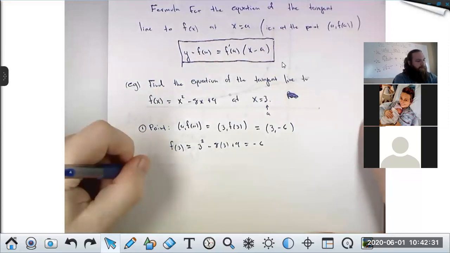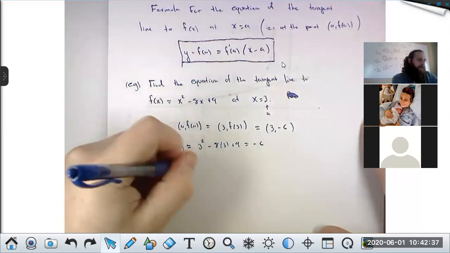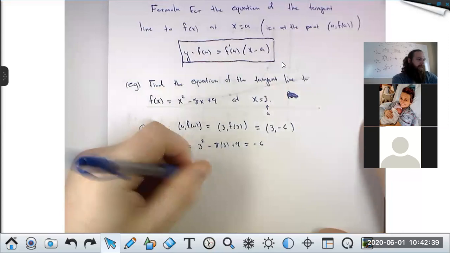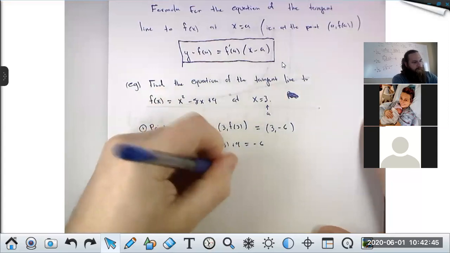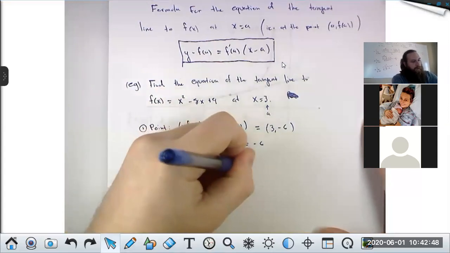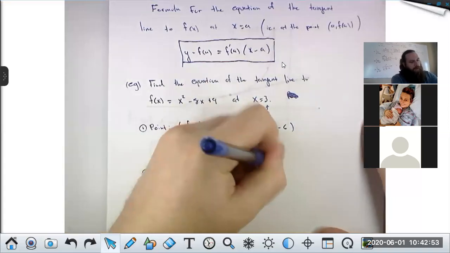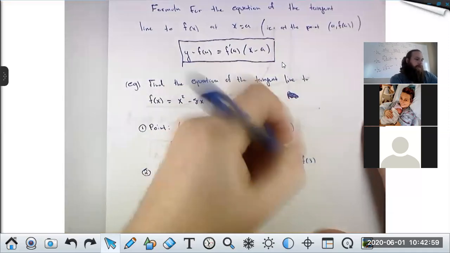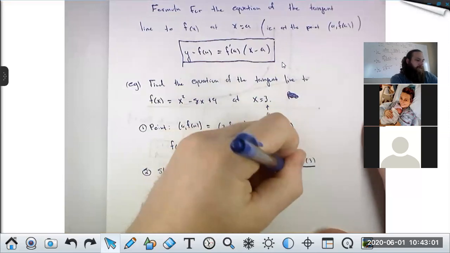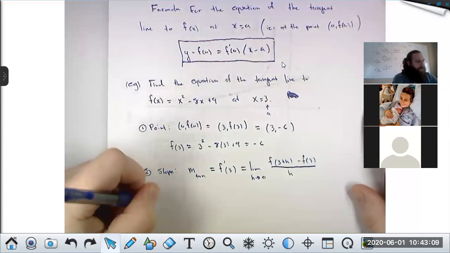And then the other thing I need is the slope. The slope of the tangent line is always f prime of a. Here a is 3, so that's f prime of 3. And that by definition is the limit as h goes to 0 of f of 3 plus h minus f of 3 over h. Just a coincidence that this example has the same a value. It will not always be 3, of course. So now I'm going to work on this limit.